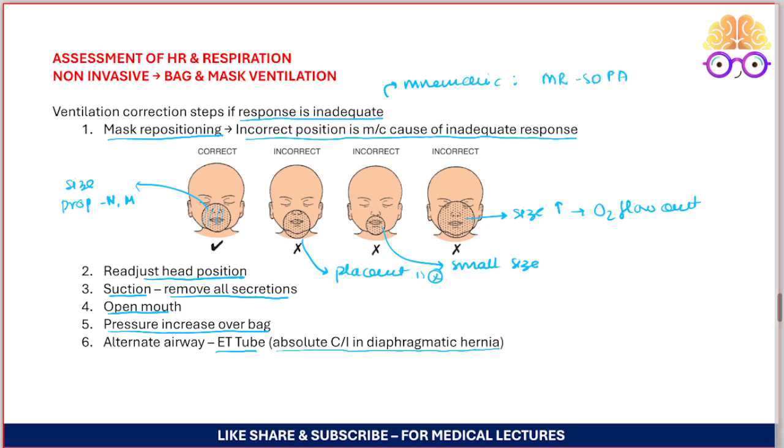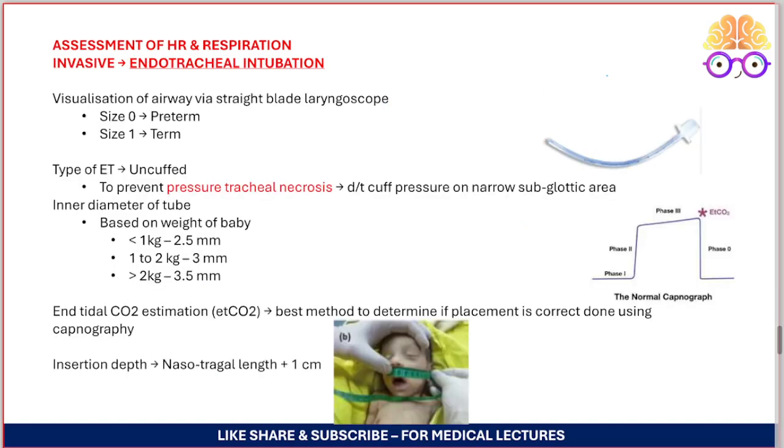So M stands for mask repositioning, R stands for readjust head position, S for suction, O for open mouth, P for pressure increase over bag, and A is alternate airway. Okay, so now let's go into the invasive. Still we are looking at the critical case scenario. The first one we looked at is non-invasive. Let's go to the invasive.